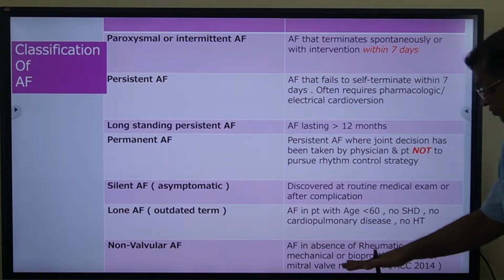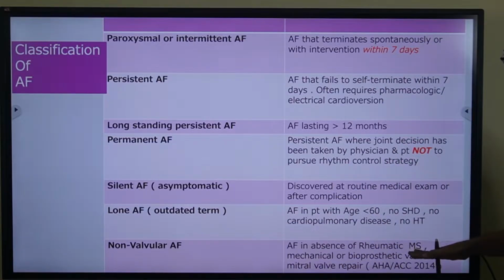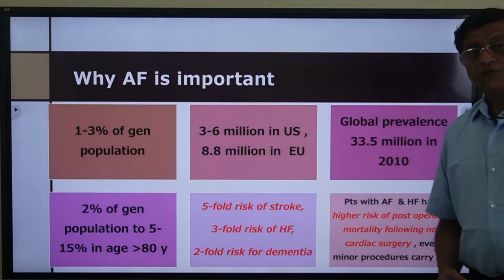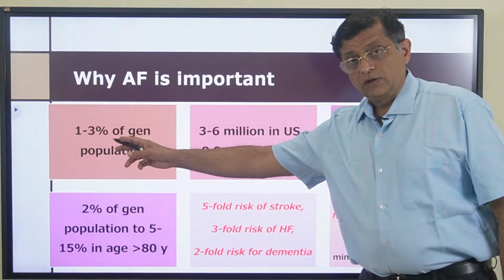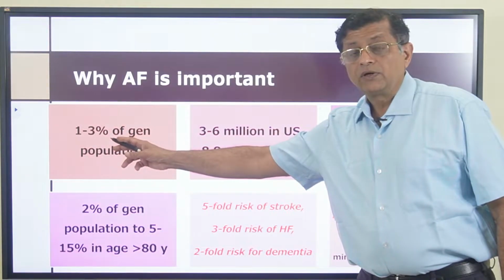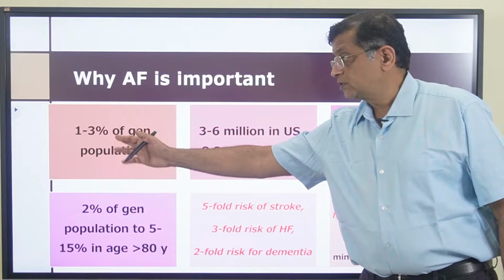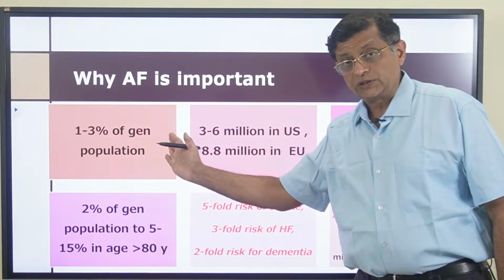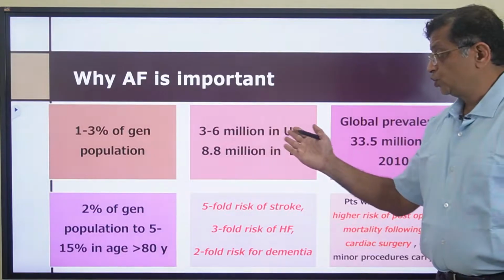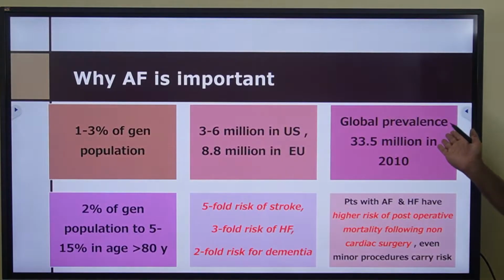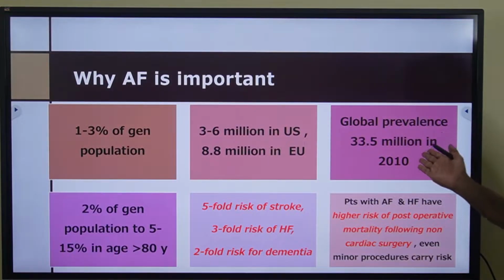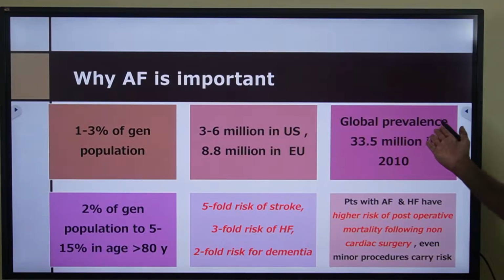Non-valvular AF means AF in the absence of rheumatic mitral valve disease, usually mitral valve stenosis. Now, why is AF important? AF is important because first of all it is very common. It is the most common tachyarrhythmia that you will encounter in your practice. About 1 to 3% of the general population has AF. 3 to 6 million in the US, 8.8 million in the EU, and the overall global prevalence is 33.5 million. That was the data in 2010. So imagine how many people must be suffering from AF.